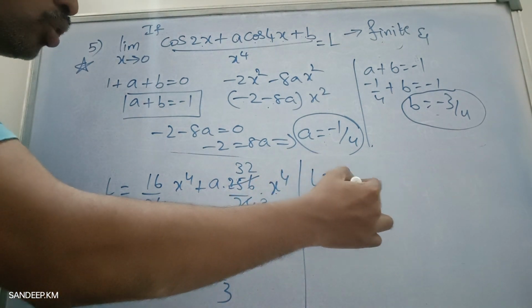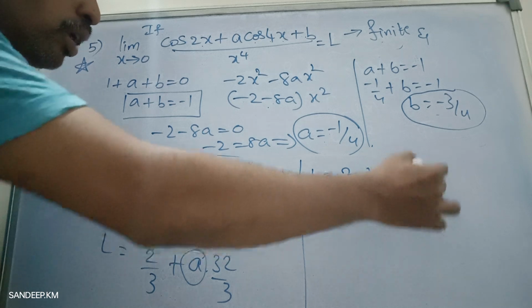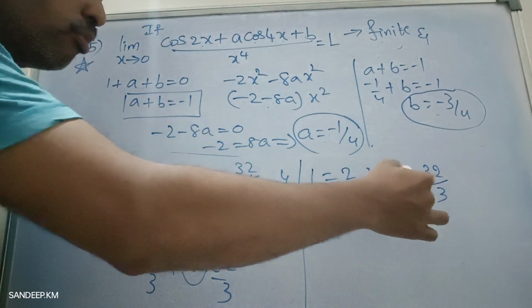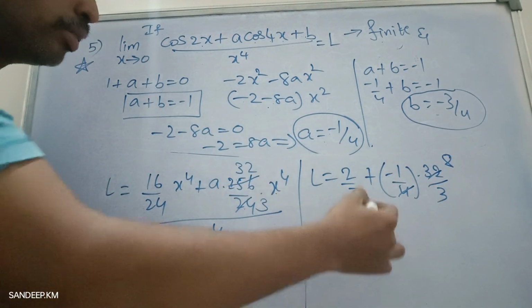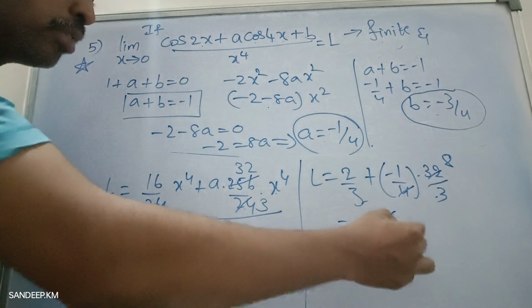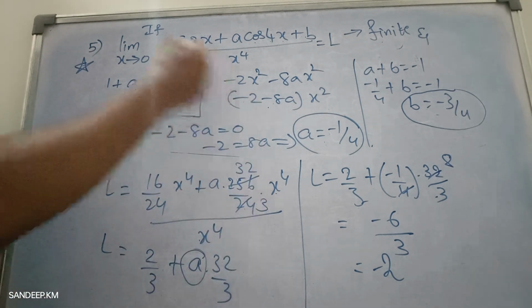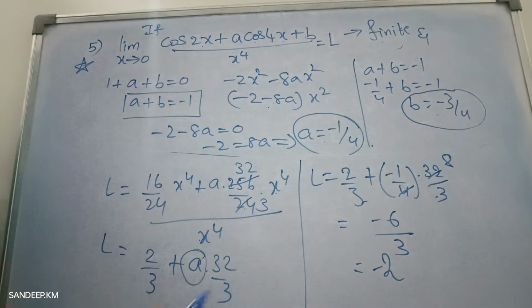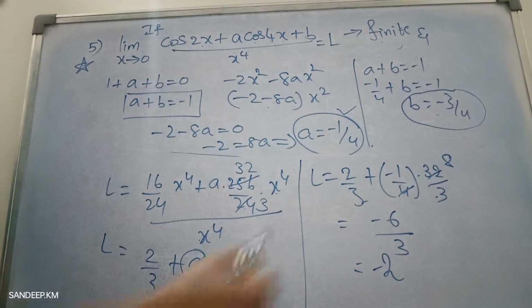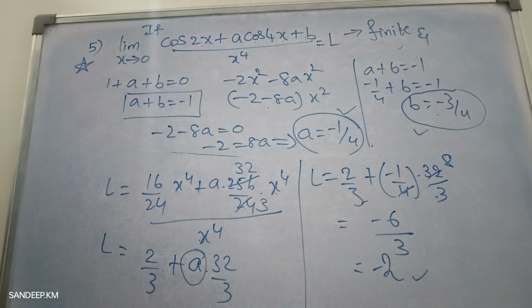So L is equal to 2 by 3 plus a value, which we just got, minus 1 by 4 into 32 divided by 3. 4 1s are 4, 4 8s are 32. The common denominator is 3. The numerator is 2 minus 8, which is minus 6. The answer is minus 2. Therefore, dear students, the value of this limit is minus 2. So we got a value minus 1 by 4, b value minus 3 by 4, and the limit which is equal to minus 2.